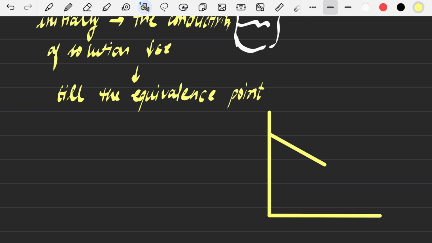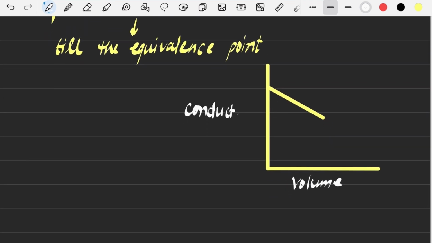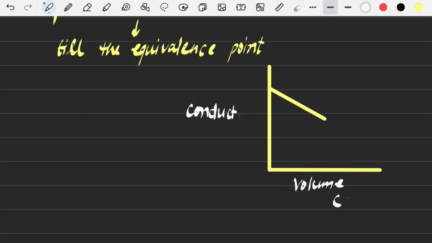Okay, so let me mention the other things on the graph. On the left hand side I'm taking my conductance, and here it is my volume, especially the volume of CD you have been adding. So this graphical representation will be reducing until the equivalence point is reached. So this is my equivalence point.